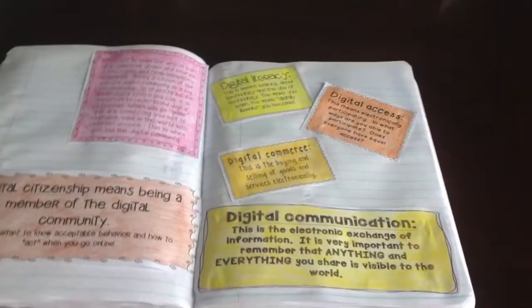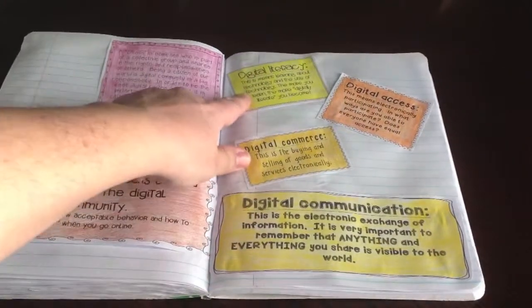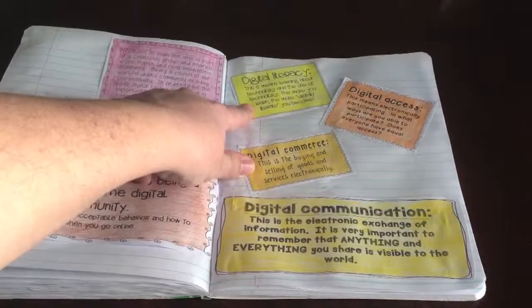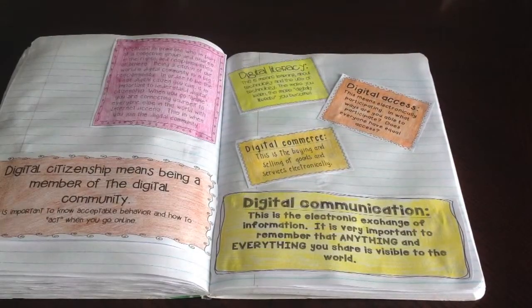Here are some of the elements of digital citizenship. It starts with being digitally literate, or having digital literacy. Learning how to use technology and learning about technology. The more that you learn, the more digitally literate you become.